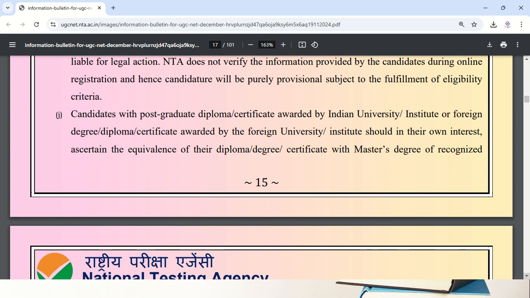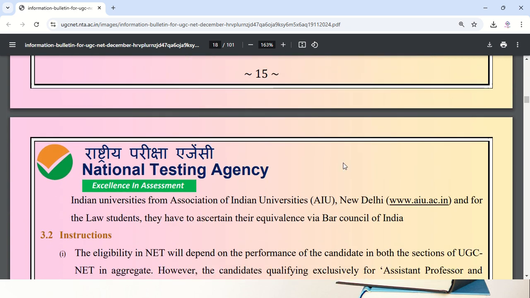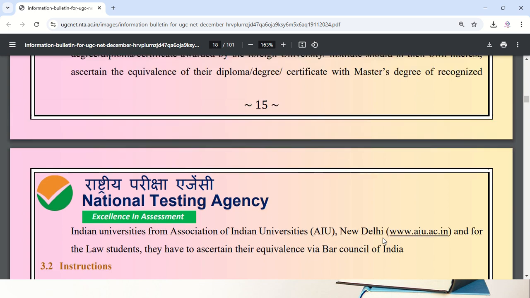And for diploma candidates, okay, candidates with a diploma, postgraduate diploma, or certificate awarded by any Indian university or foreign university, such candidates can appear or not. They can appear with equivalence from the Association of Indian Universities in New Delhi. For law students, they have to ascertain their equivalency via the Bar Council of India. So you need to get the attestation. Okay, that is what is given over here.